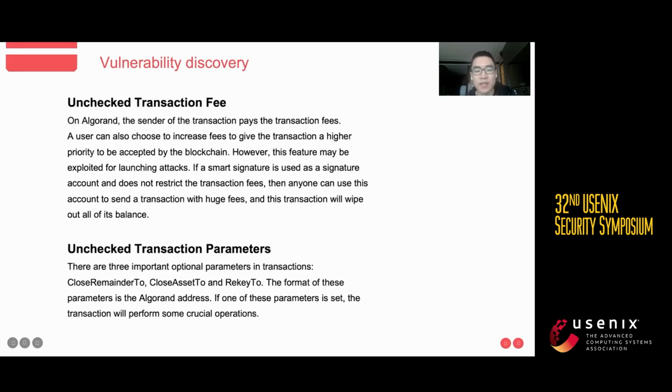The unchecked transaction fee and the unchecked transaction parameter vulnerabilities both result from smart signatures failing to validate the transaction parameters. If the transaction fees are not limited, an account can be depleted by a high-fee transaction. Similarly, if the RekeyTo parameter is not checked, an adversary can set the RekeyTo parameter to his public address, and then he will take over this signature account.